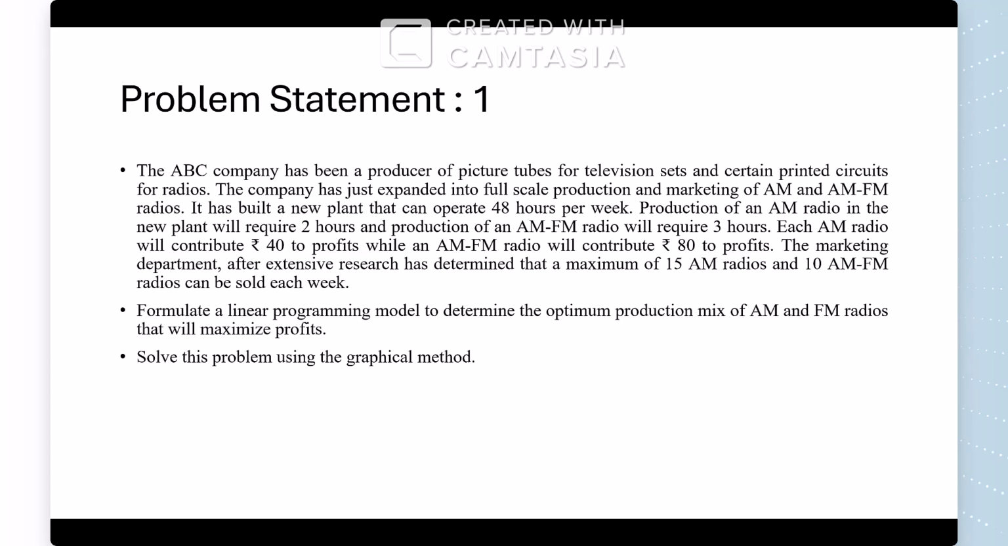to profits. The marketing department, after extensive research, has determined that a maximum of 15 AM radios and 10 AM/FM radios can be sold each week. Formulate a linear programming model to determine the optimum production mix of AM and FM radios that will maximize profit. Solve this problem using the graphical method. I hope you are aware about how to solve using graphical method.